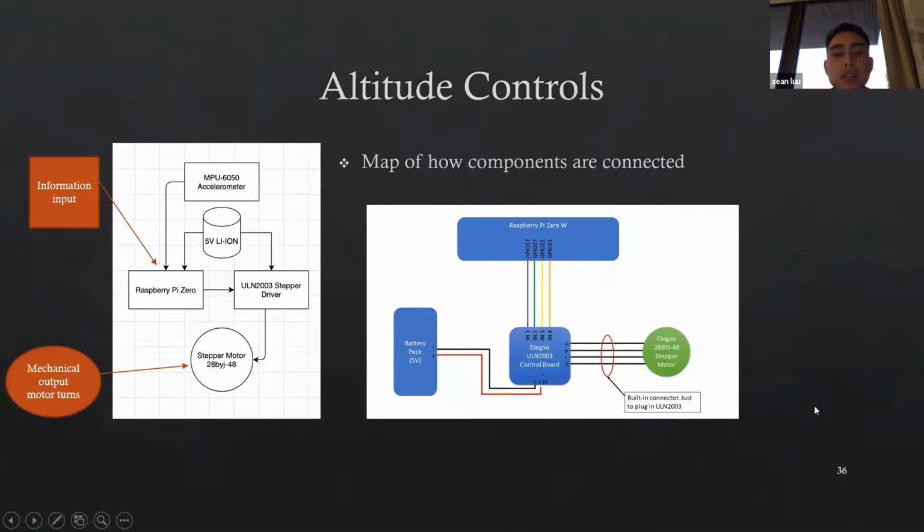This is just a basic layout of how those components I previously mentioned are connected. It starts with the MPU 6050 accelerometer, which is connected to the Raspberry Pi. That connects to the ULN2003 stepper motor driver, which is then finally connected to the stepper motor itself. And all of that is powered by a 5-volt lithium-ion battery.